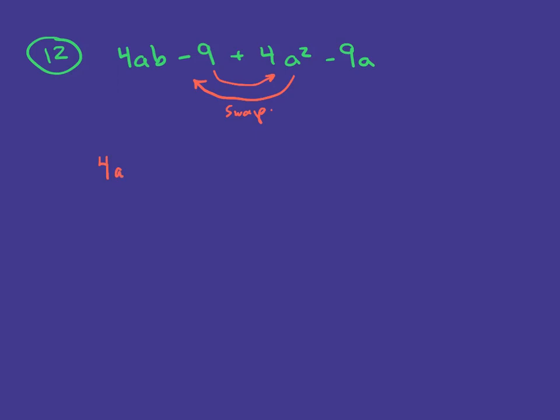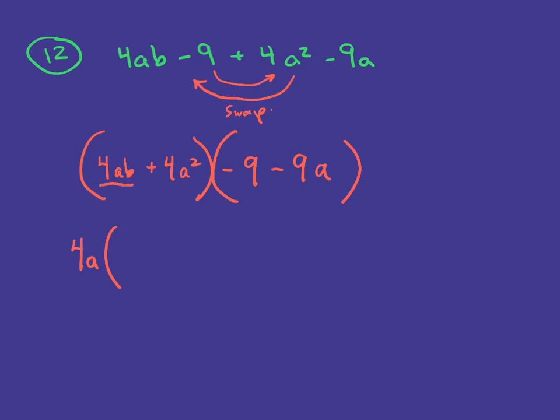So I'll rewrite this: 4ab plus 4a squared minus 9, and then minus 9a. So we've got the 4 with the 4, the 9 with the 9, and we can go ahead and group them that way. First pair, we can take out a 4. We can also take out an a. And if you look at the first term, we took a 4 out, we took an a out, that just leaves b. Next, we took a 4 out, we took an a out, so that just leaves 1a.